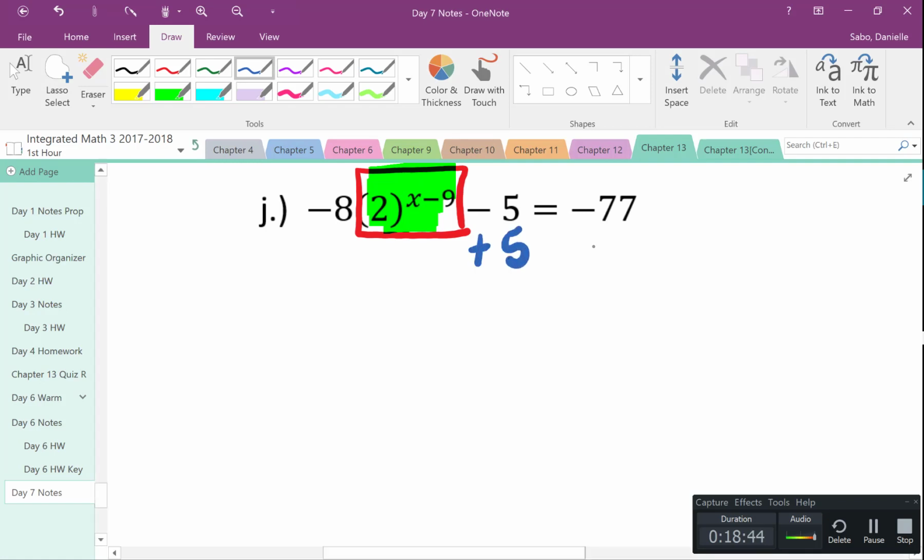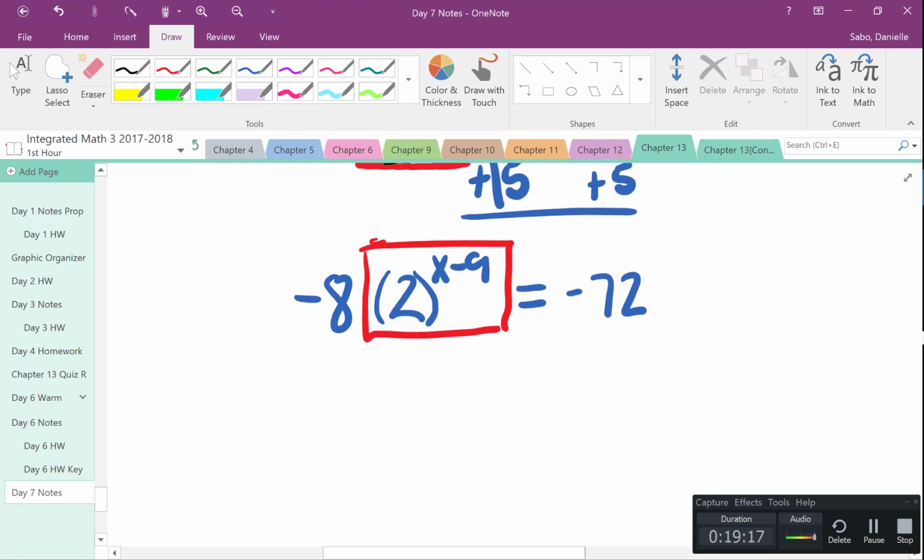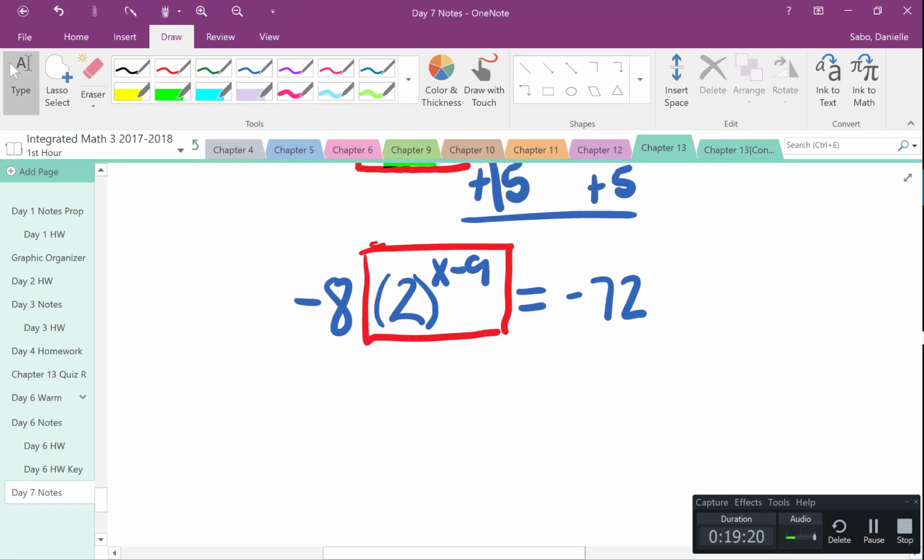Add 5 first. Don't divide. Add 5 first. Be careful with that. So I get negative 8 times 2 to the x minus 9 power equals, because my mental math people, negative 72. See, basic math confuses me sometimes. All right, now what? Again, this is not isolated. If you want to keep boxing it until you figure out if it's isolated, then do that all the way down. If you don't need that, fine.